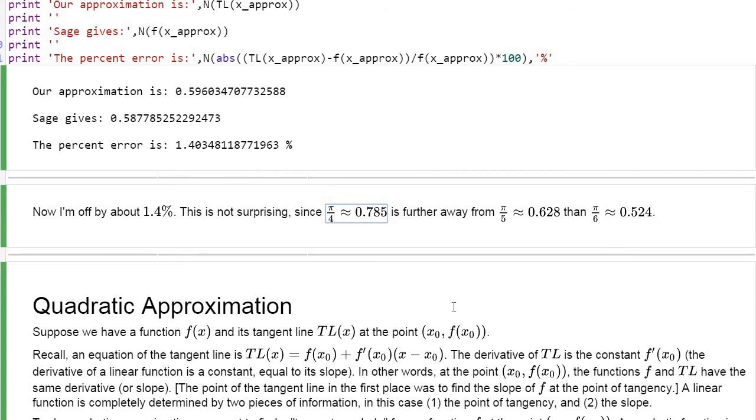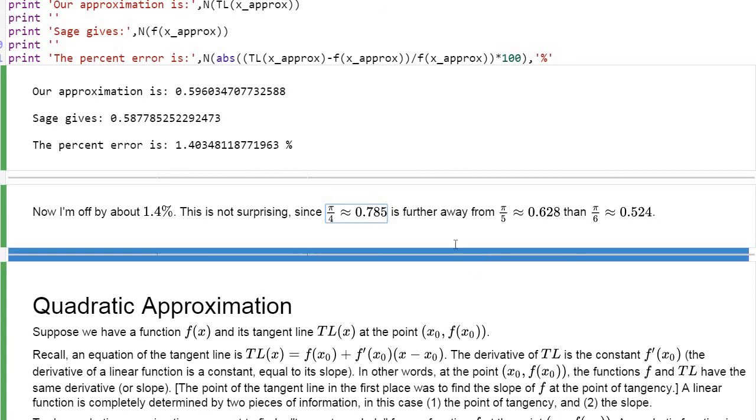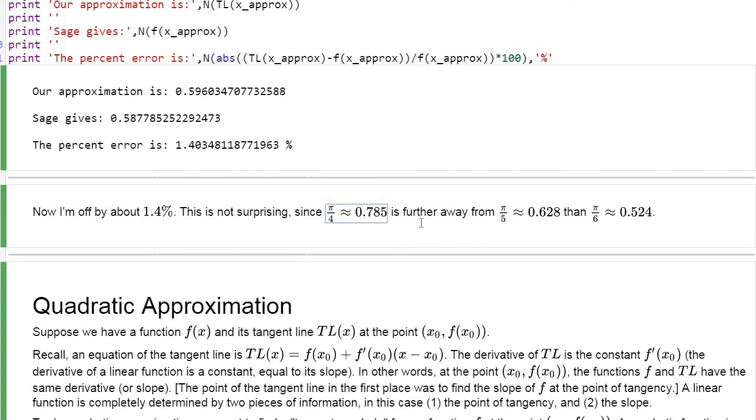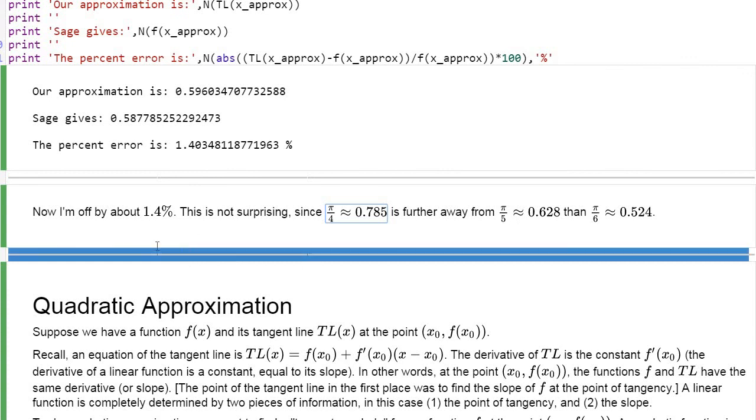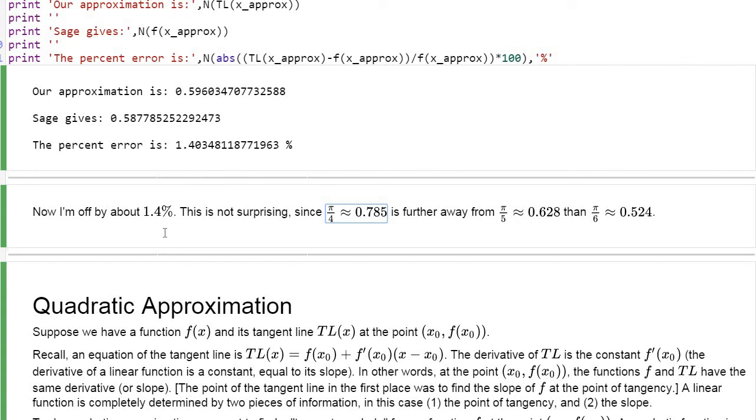Pi over 4 is about 0.785. This is about a tenth and a half away. So roughly 50% further away from pi over 5. And the percent error basically tripled. So before we were about 0.5%, here we're getting close to 1.5. So triple the error for that distance in the x direction that we had there.